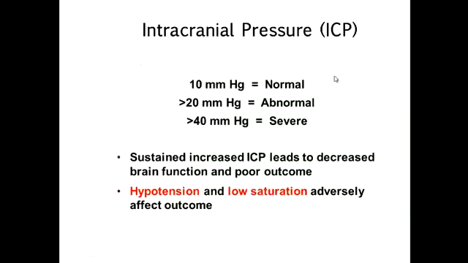So, like other compartment syndromes, the increase in intracranial pressure can be thought of as an intracranial compartment syndrome, in which normal pressures are around the central venous pressure. Further increases result in ischemia and then necrosis of tissue until treated. Sustained increased intracranial pressure leads to decreased brain function and worsens outcome. And hypotension and low saturation also affect outcome as well.